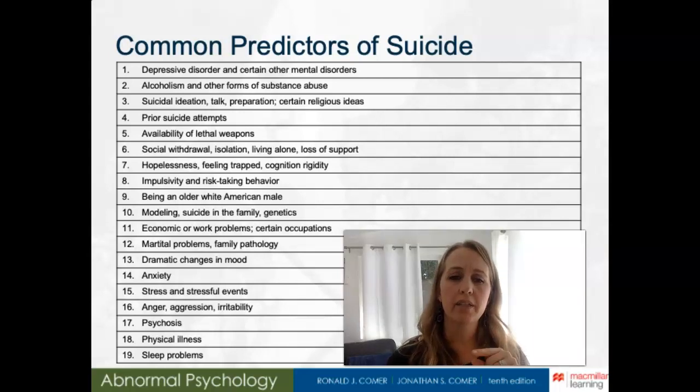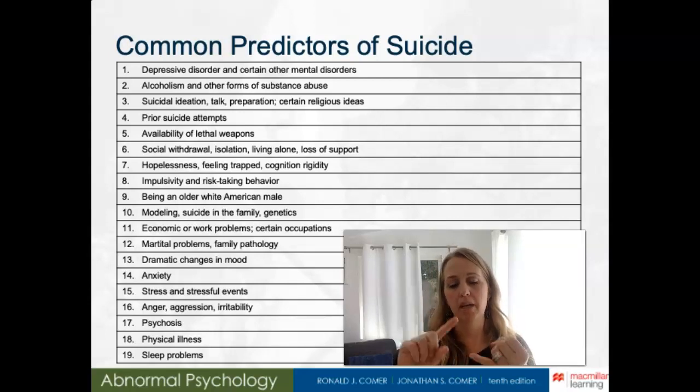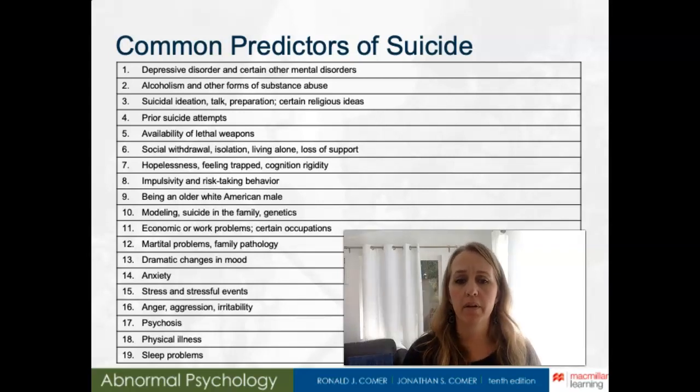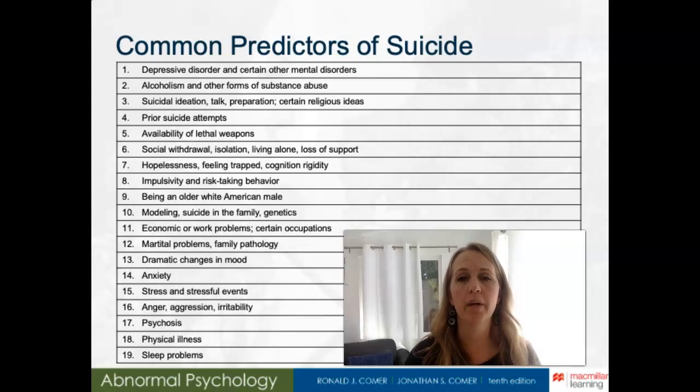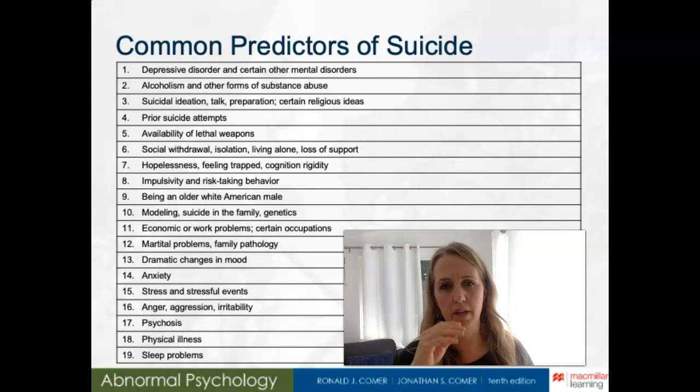And then how we can identify someone who maybe is considering suicide. They might be giving away their belongings. They might tell you, I don't know if living is really worth it. They might say something about, I wish I could go to sleep and not wake up. So hinting at suicide.